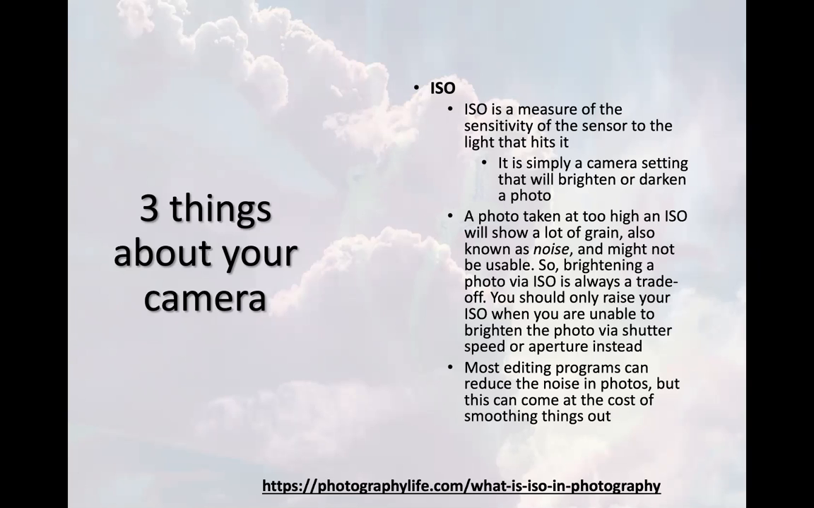There's a cost, however. A photograph taken at too high an ISO will show a lot of grain, which is also known as noise, and might not be usable. So brightening a photograph via ISO is always a trade-off. Raise your ISO, and you're unable to brighten the photograph by shutter speed and aperture instead. The aim should be always to use the lowest ISO compatible with taking a decent photograph.